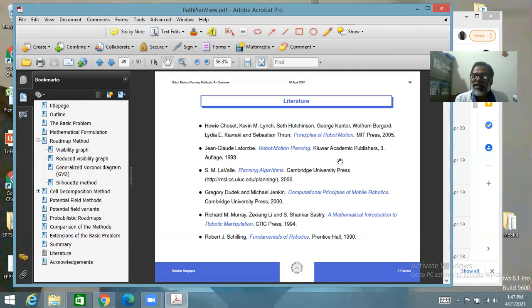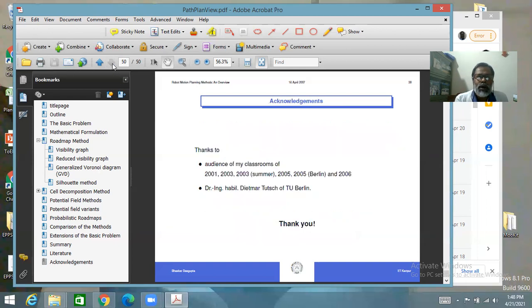There was a time when this was the only book on robot motion planning. You can see the year: this is 93. All the other books are later. Schilling's book is among the oldest, and even that is 94. So this is the first book on robot motion planning, and it's a classic. In 2001, I first taught a full course on robot motion planning.